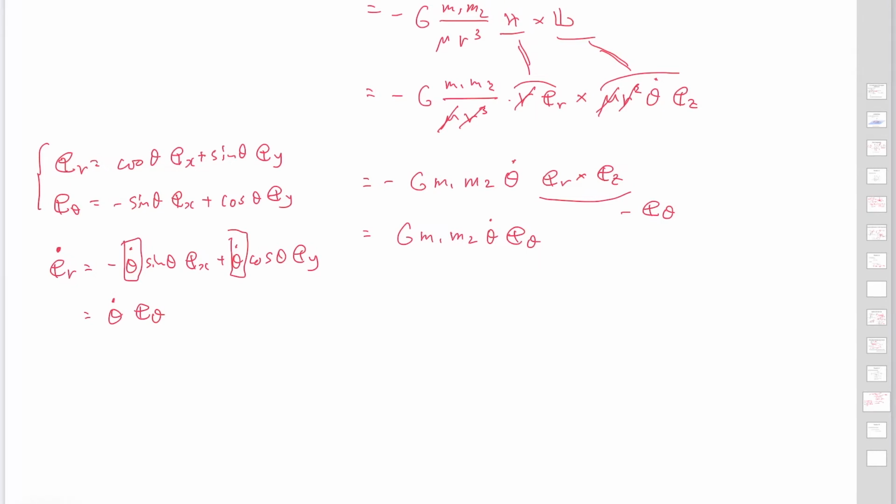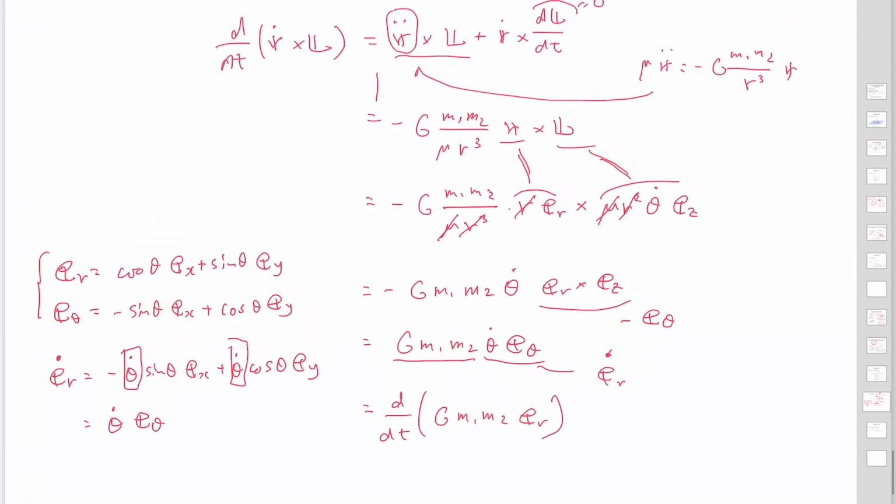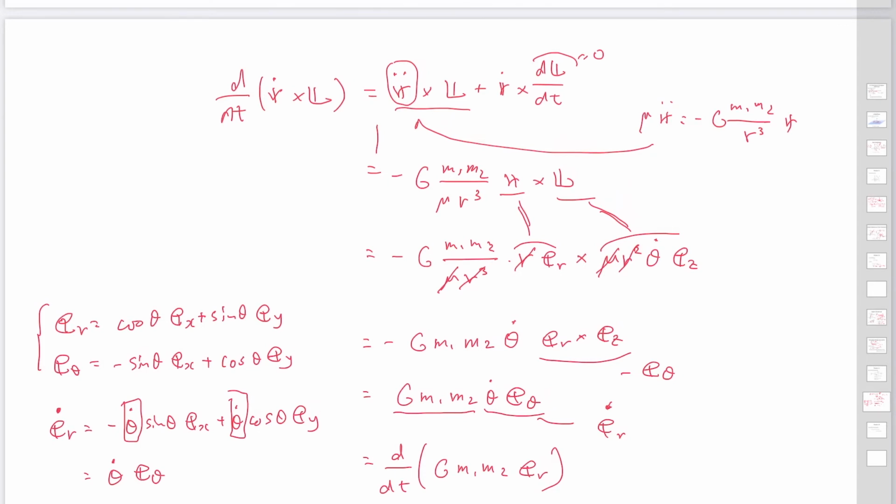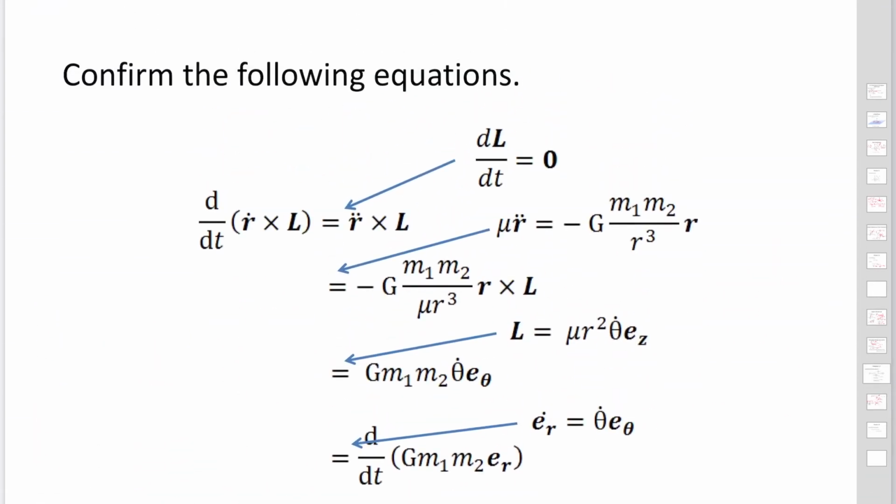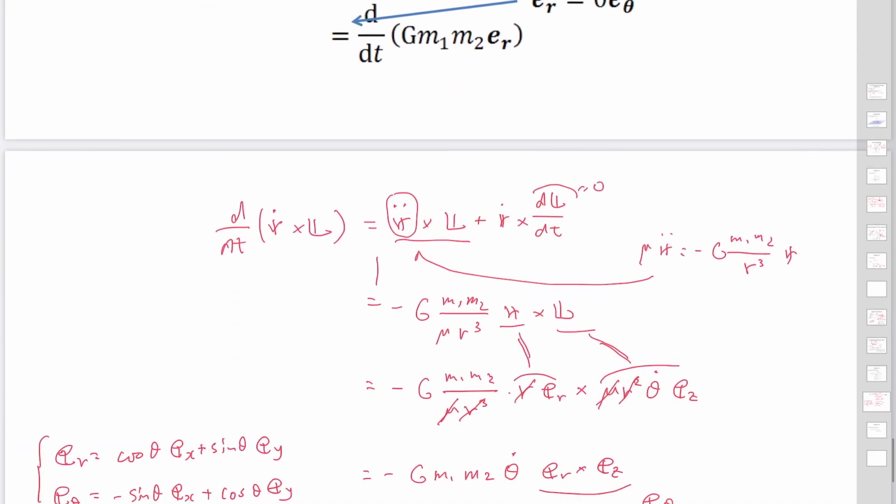Okay. So e r dot is equal to theta dot e theta. So theta dot e theta is equal to e r dot. So G m sub 1 m sub 2 is a constant. So this means d/dt of G m sub 1 m sub 2 e sub r. So we derived these formulas. So we proved practice 2.7. Okay.